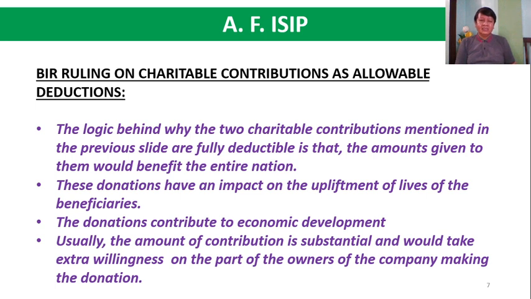I encountered one instance during the Ondoy typhoon. I think that was in 2009. BDO Universal Bank, the largest bank in the country, donated 10 million pesos for the typhoon victims. Just imagine, 10 million pesos is not a joke. So that means the owners of the company exerted willingness. There is an extra willingness to donate to the victims of Typhoon Ondoy. That is why this kind of donation is considered 100% allowable deduction for tax purposes.